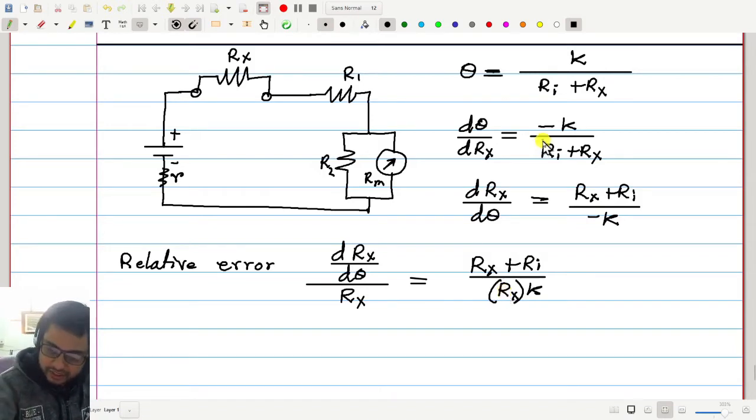Here I have a mistake. Sir, it will be Ri plus Rx whole square, right? Yes, thank you. Right, now it's fine, and there is a k.